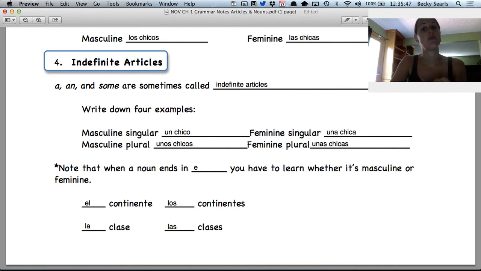So when I give you a vocabulary list, you'll see I always will put for nouns el or la in front of the noun. And it's a very good idea when you memorize your vocabulary, when you study your vocabulary, don't just learn the word, learn the article that is associated with the word as well.